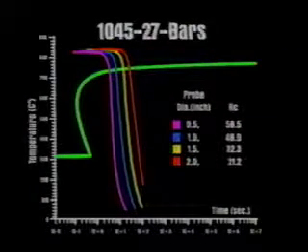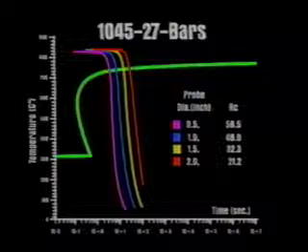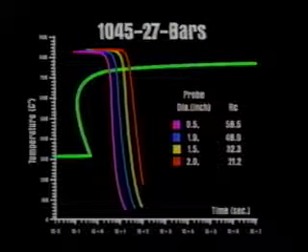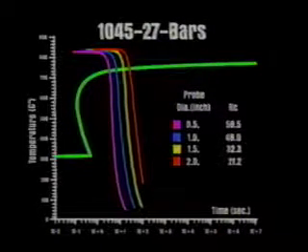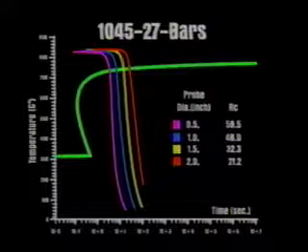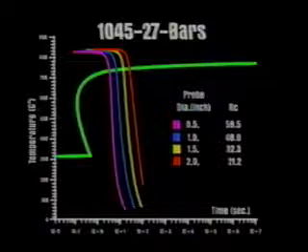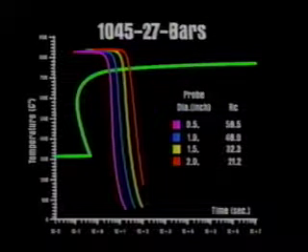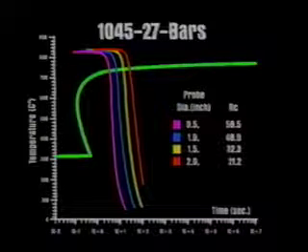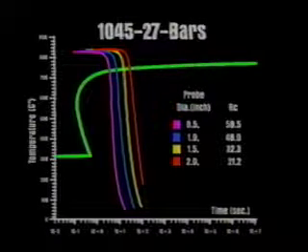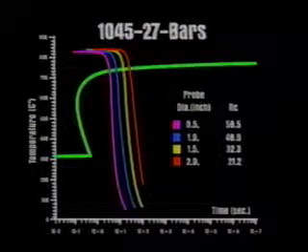Cross-section size also is an important consideration. Generally, increasing the cross-section size decreases the quench rate, thus producing softer parts, all other variables being equal. This is illustrated in this diagram when cooling curves for a 10% polymer quenchant at 32 degrees Celsius, 90 degrees Fahrenheit are superimposed on a transformation diagram for AISI 1045 steel.